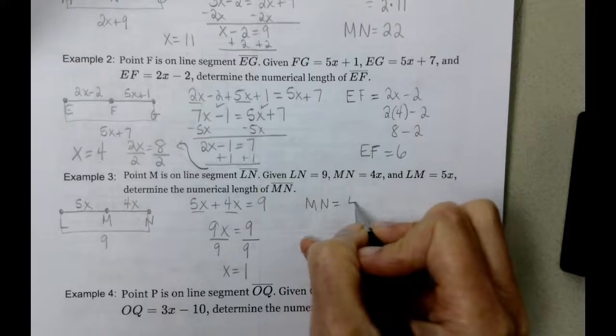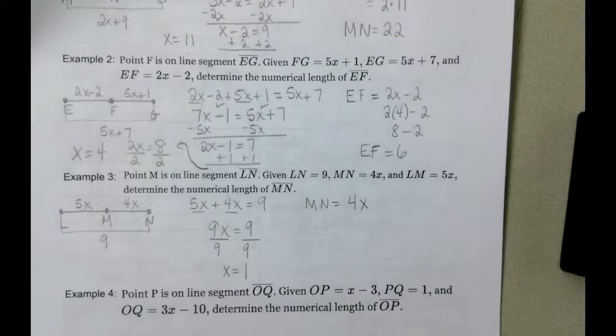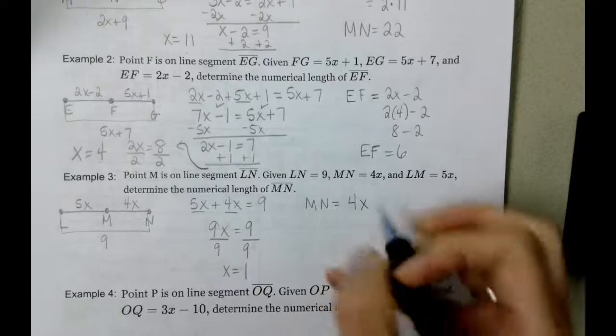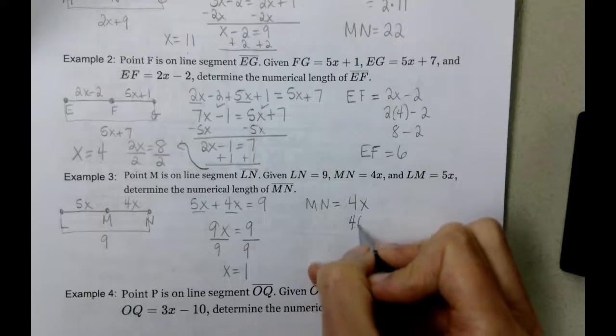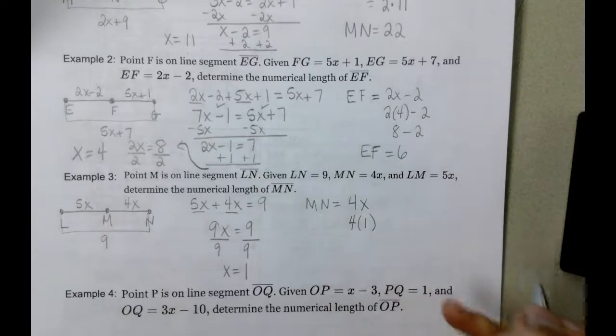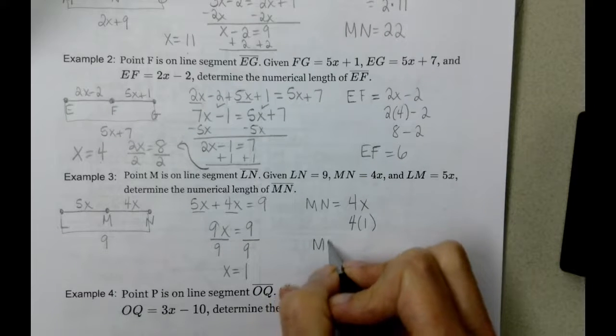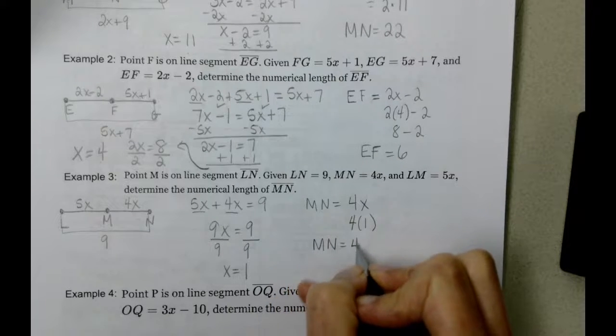And MN is 4x, and then we're going to take our value of 1 and substitute it back into our expression over here. So this is going to be 4 times 1. So our numerical length of MN is 4.